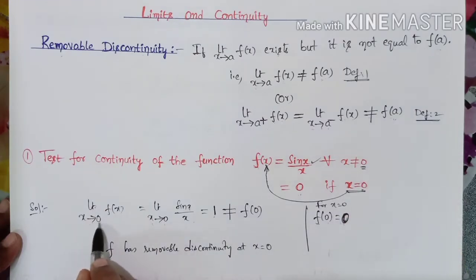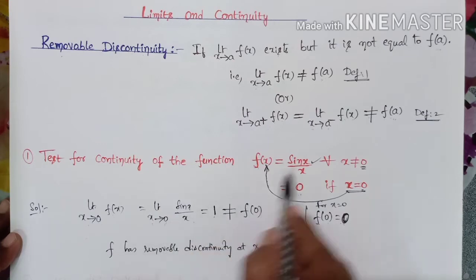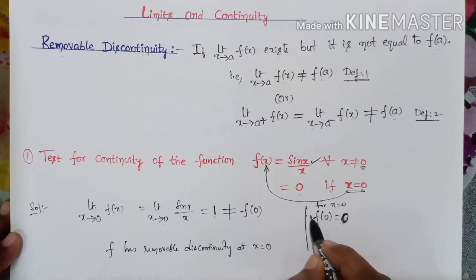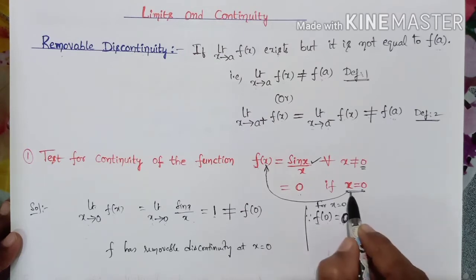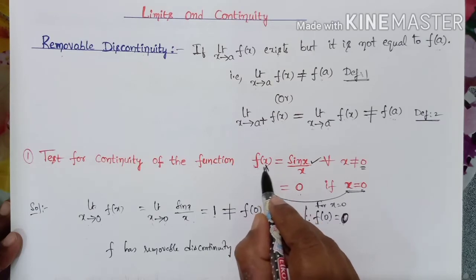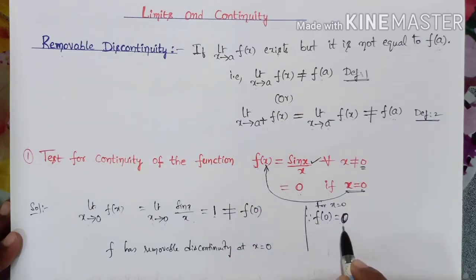The limit as x tends to 0 of f(x) is equal to the limit as x tends to 0. Here f(x) is sin x by x. As we all know, the limit as x tends to 0 of sin x by x is equal to 1. Now we will see in the margin, for x equal to 0, we put x equal to 0 here, f(0) equals 0.